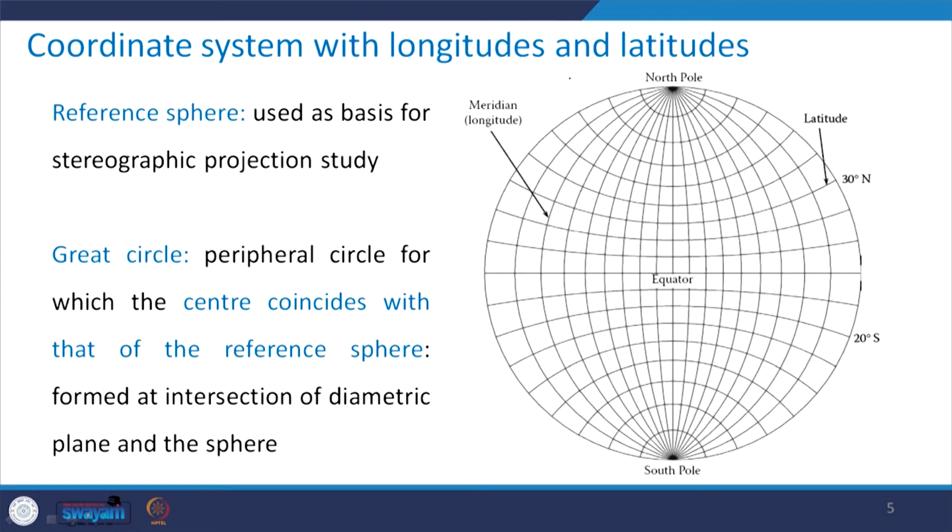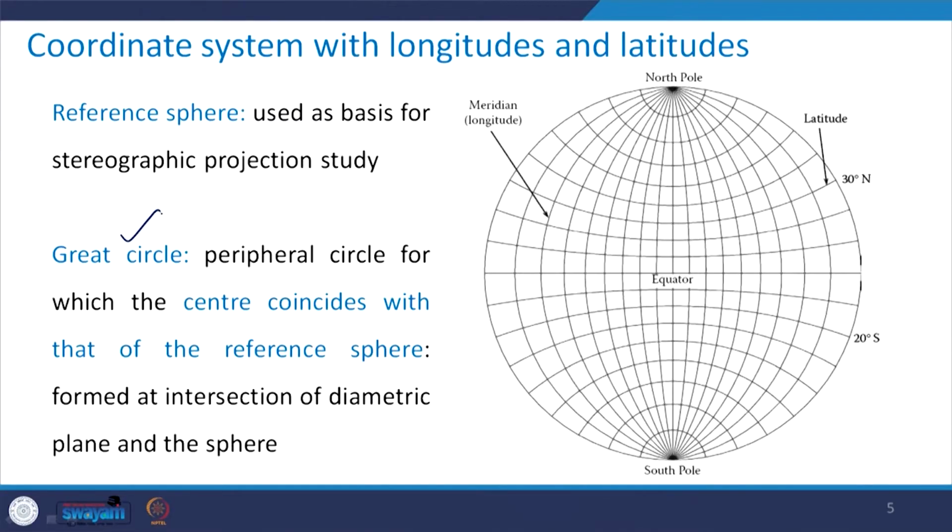First, we talk about the reference sphere, which is used as a basis for any stereographic projection study. The next one is the great circle. Please understand it very carefully. It is very important because wherever we have stereographic projection and their application later in this course, we will be referring again and again to some of these terms.